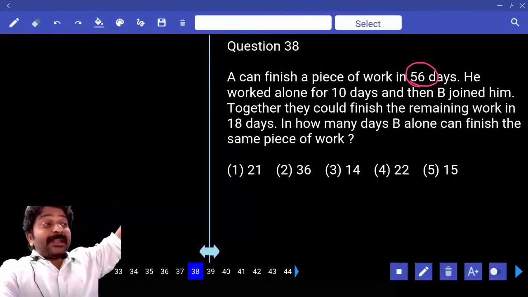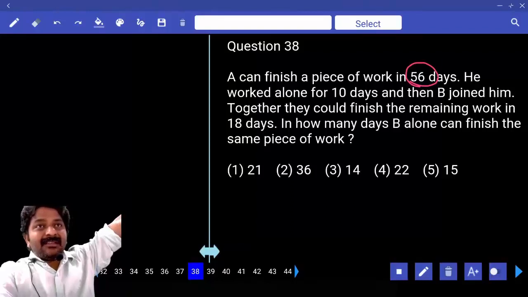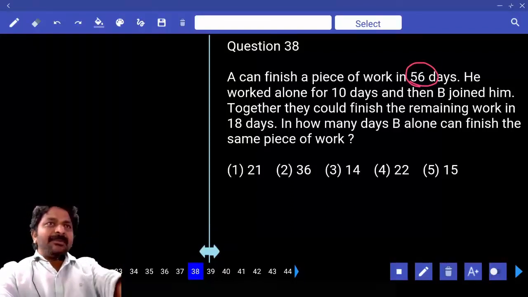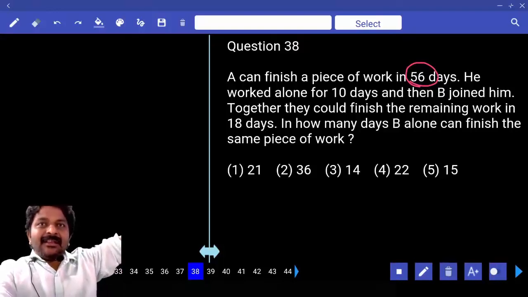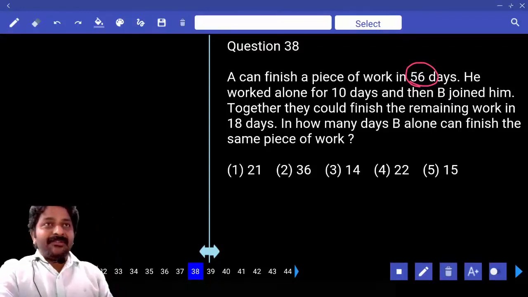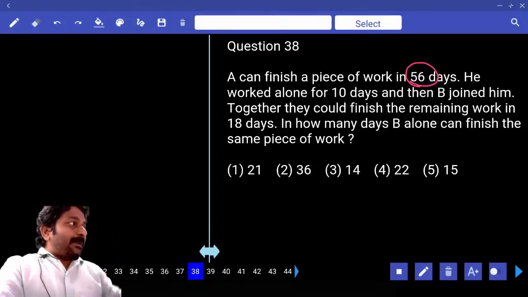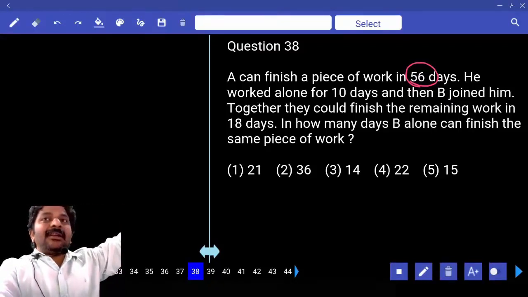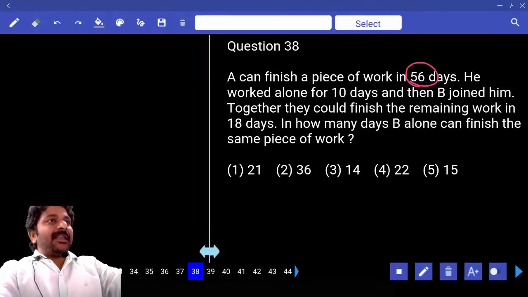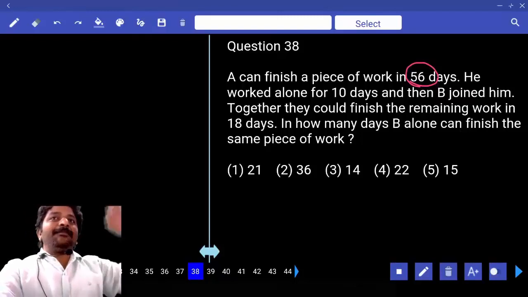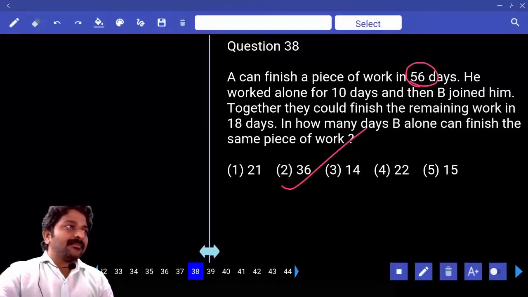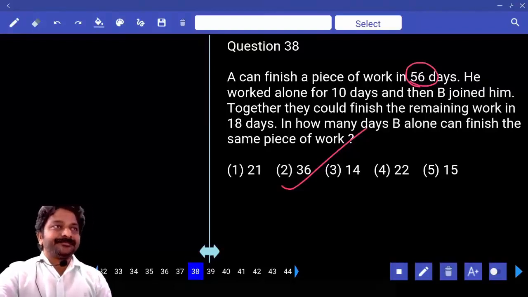A alone can complete 100% of the work in, but he worked for how many days? 20. That means 50% of the work, right? 50% is done by A, then who completed the remaining 50%? B completed. B worked for how many days? If 50% of the work is done by B in 18 days, the total 100% can be done in 36 days. Clear?